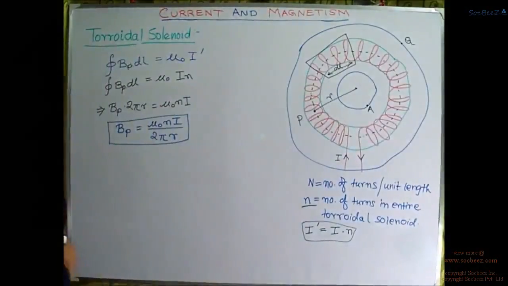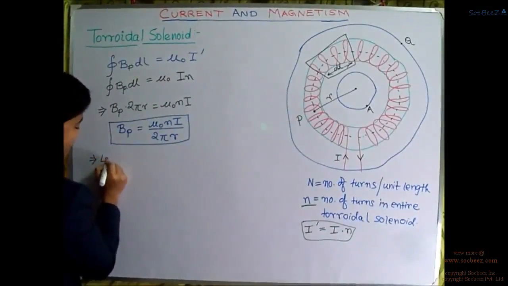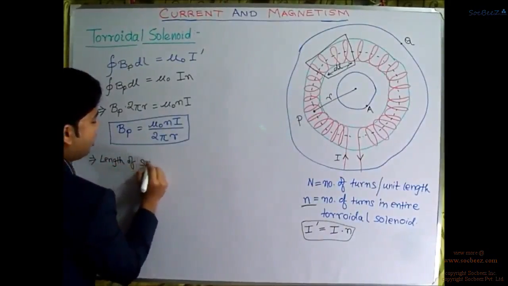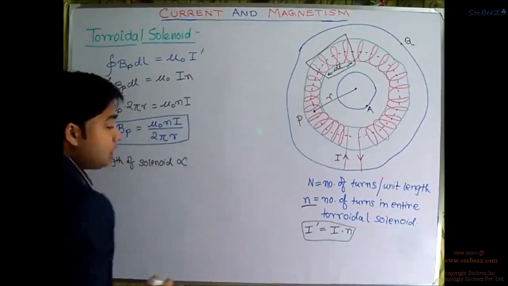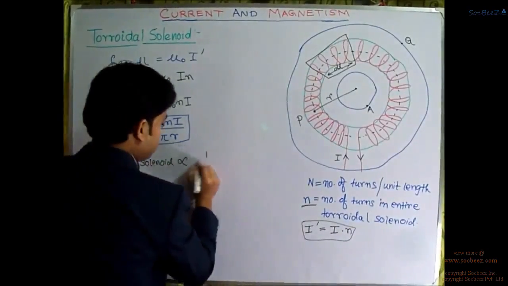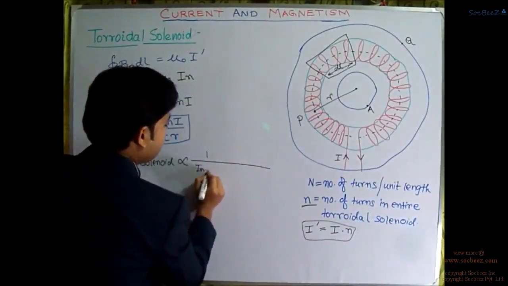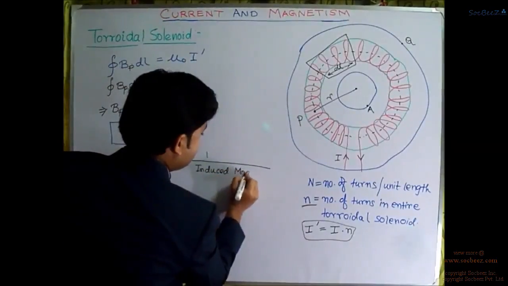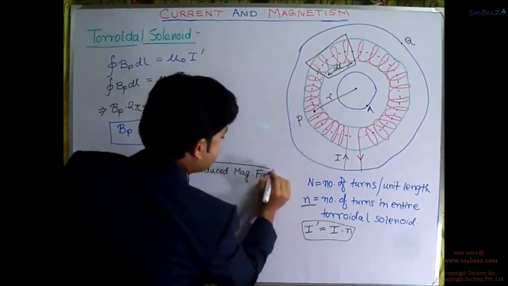So we can conclude that the length of the solenoid is inversely proportional to the induced magnetic field intensity.